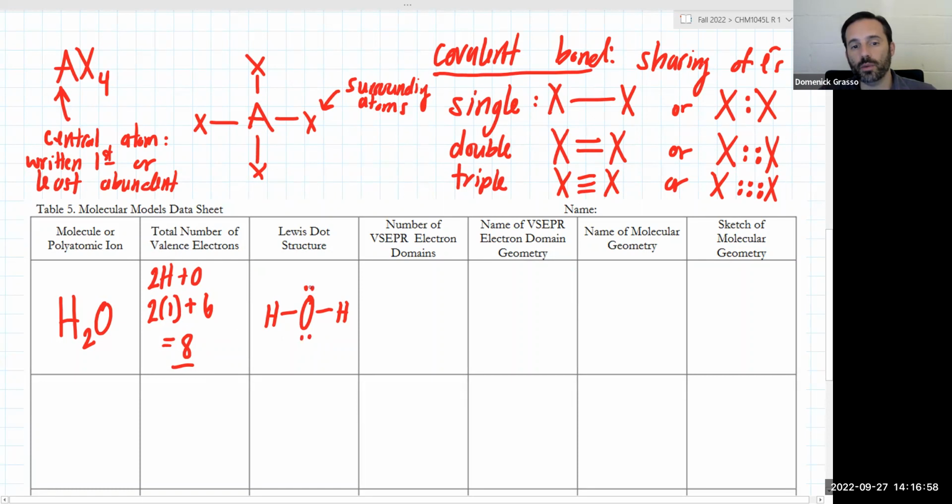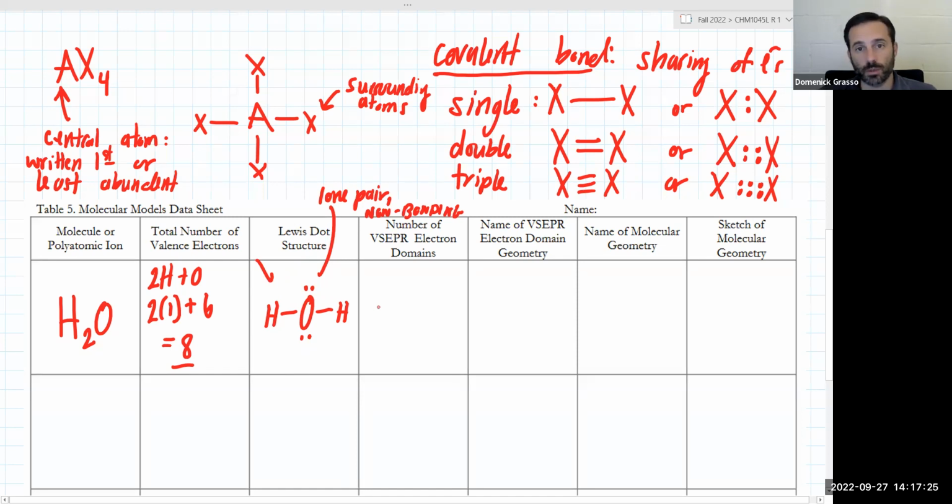Lines are called bonds. These pairs of electrons are called lone pairs. They're also called non-bonding electrons. The most important aspect of them is that they don't participate in bonding. They're just hanging out. So this is my valid Lewis structure for water. Check.